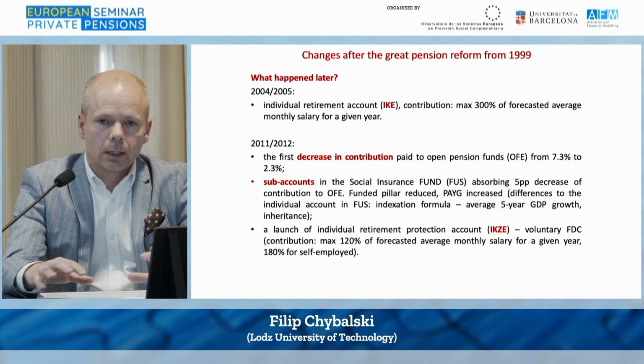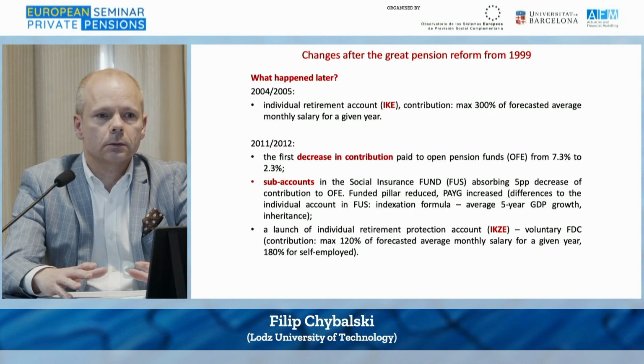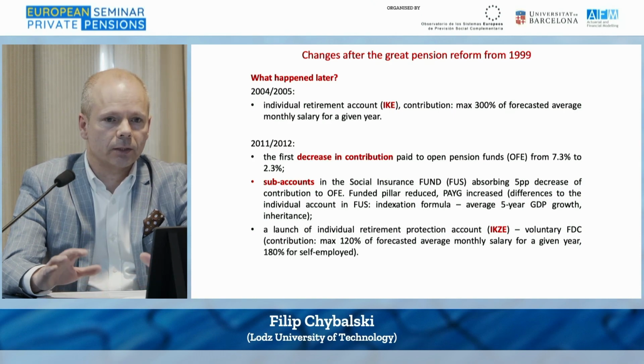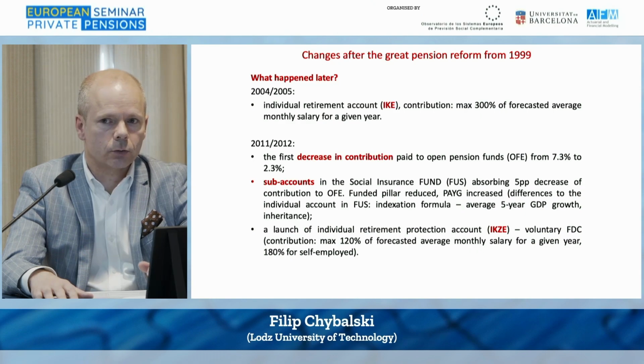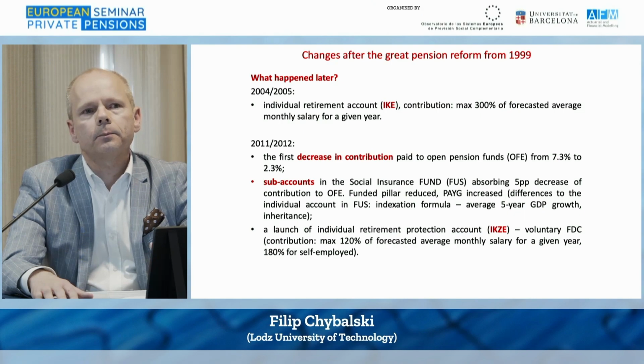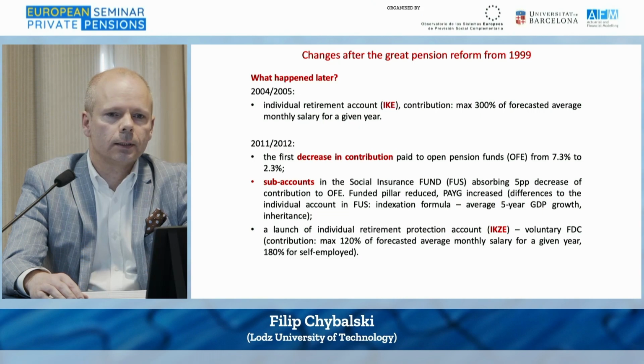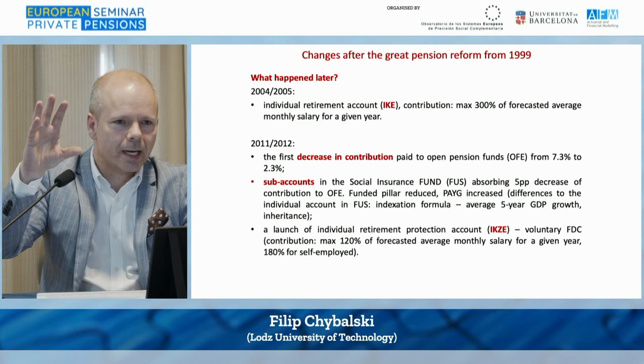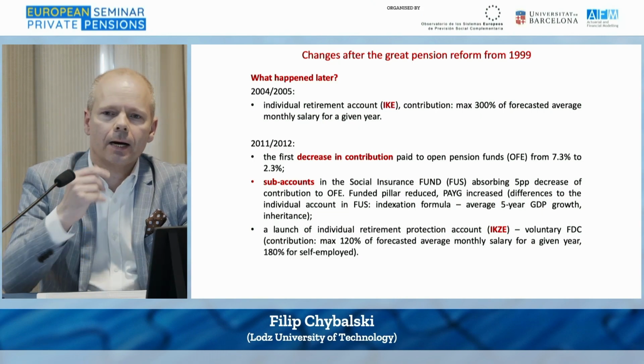However, on a different account, on a so-called sub-account, we have two individual accounts in the pay-go system. The difference is two-dimensional, let's say. The first difference refers to the indexation formula, and the second refers to inheritance. In case of sub-accounts, not savings, but only accounting records, let's say, because it's only numbers, are inherited.